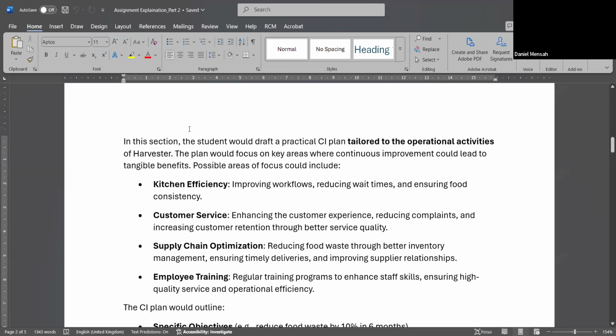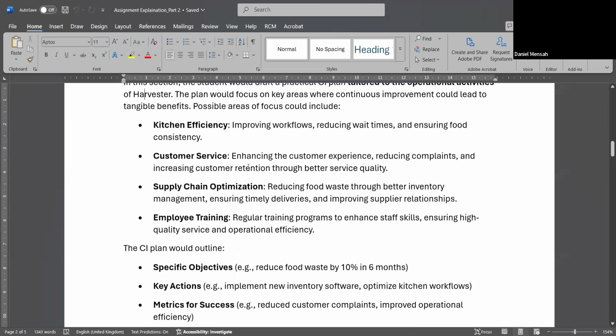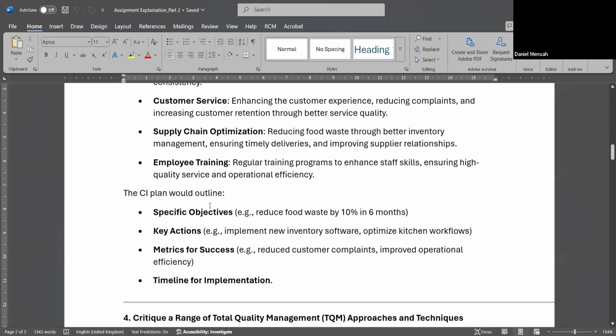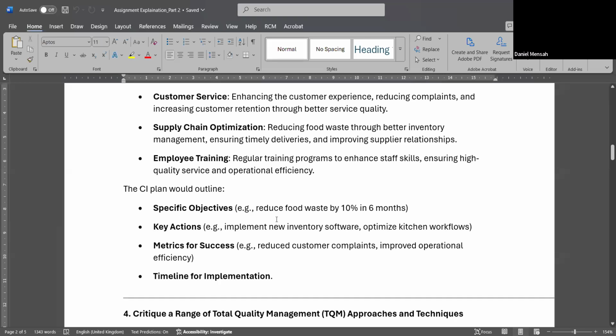So you will identify what are the key operations and key areas of Harvester. Okay, you will be identifying those areas, and then you will prepare the continuous improvement plan for those areas. For example, these could be the core areas of Harvester. You find out what kind of specific objectives they are setting for those key areas. Maybe they want to reduce food waste. If you go to the website, they have mentioned some sustainability targets. Okay, you can take the information from there.